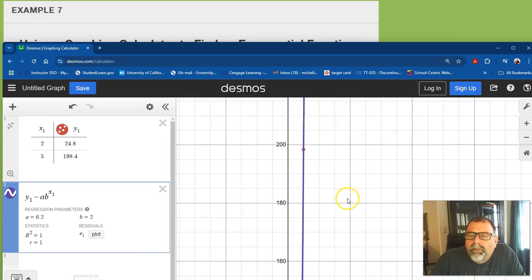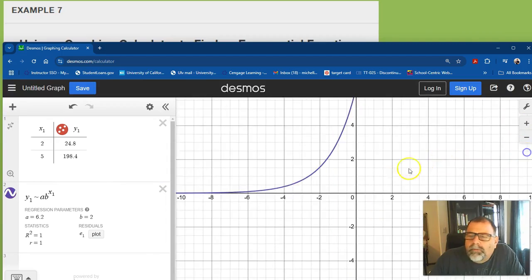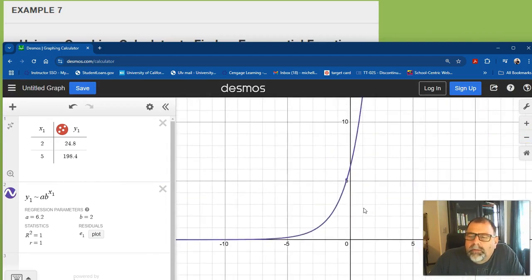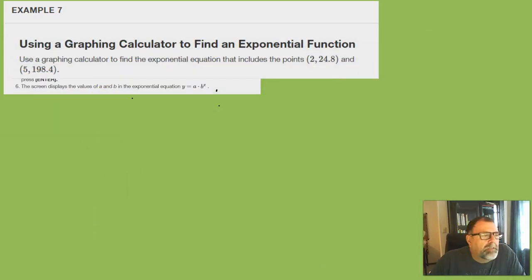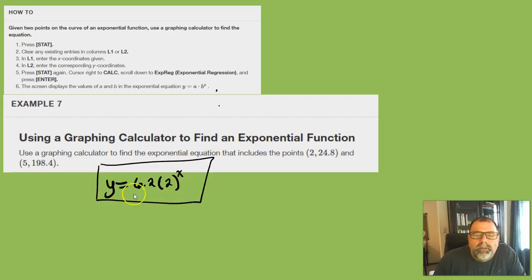Okay, so you can see that graph definitely goes through those 2 points. Let's zoom out regular. Thank you if you hit home. All right, so that's the exponential model that will fit those 2 points. So A is 6.2 and B is 2. So nice quick way to do it with technology. So again, our final answer would be y is equal to 6.2, or you can say f of x, times 2 to the x. Okay, so that's our exponential equation.